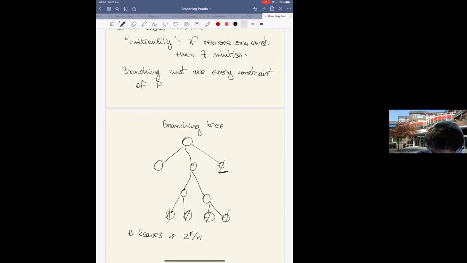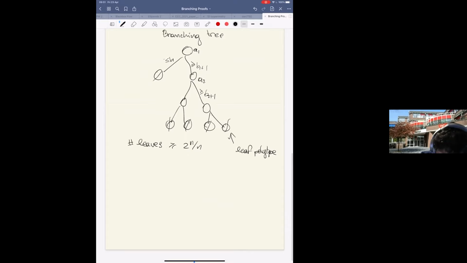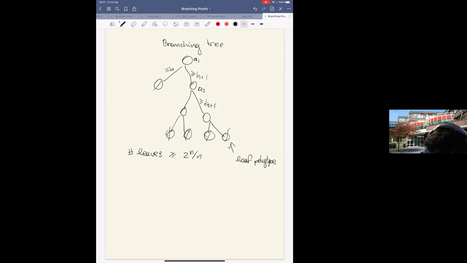And why is that? So let's look at some leaf, right? So you have like A1, oh, there shouldn't have been 3 branches. Okay, let me say that this leaf is empty. So, okay, this is less than or equal to B1, greater or equal to B1 plus 1. And let's take the leaf going on the right. Plus 2, plus 1, et cetera. So let's look at, say, this polytope. So this leaf polytope, let's call it, so this is some node V, let's call it PV. What does it look like?